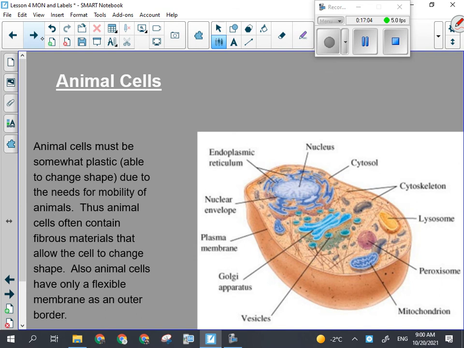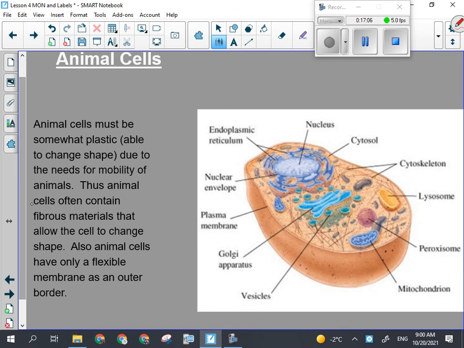All right, so in an animal cell, their mode of nutrition is that they are a chemoheterotroph. And because of that, their cells have to be somewhat plastic, that means able to change shape because they're mobile. Now, a fungus is the opposite. A fungus doesn't have really flexible cells. A fungus actually has cells that have cell walls like a plant. That's why fungi were classified as plants for so long. They grew out of the ground and they had cell walls.